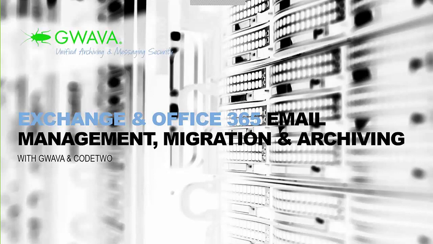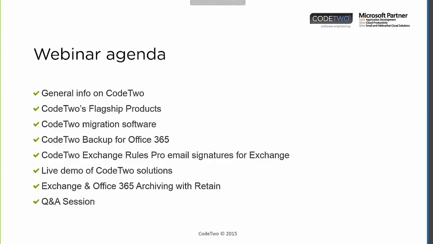So let's get going. This is the agenda for today. We'll start with some general information on the CodeTwo company before the presentation of the software. I'll briefly discuss flagship products, and then we'll go to details regarding our migration software, backup, and email signatures for Exchange. Then I'll briefly present the essentials of those solutions over a live demo, and then we'll switch back to Q with Exchange and Office 365, archiving, and Retain. At the end, we'll have a Q&A session as well, so you'll be free to ask your questions, which we gladly answer.